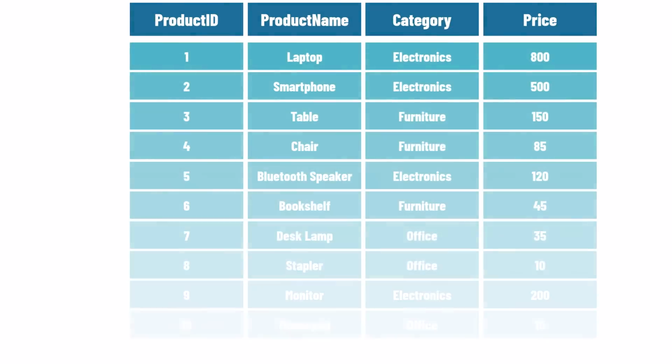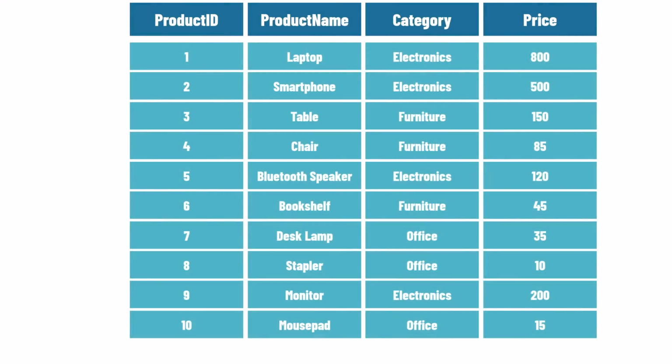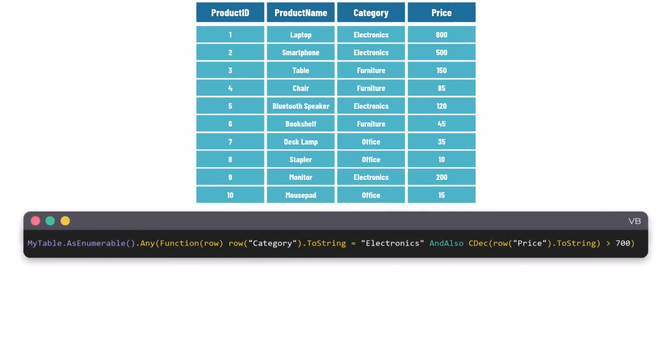Let's delve into another example using the Any method with a data table. Imagine we have a table filled with various products. Our objective is to check if there are any products in the electronics category that are priced above 700. Here's how we approach this.